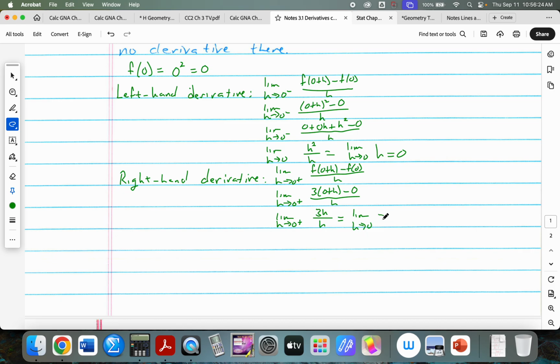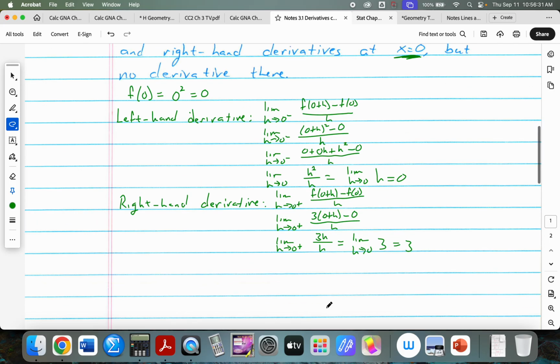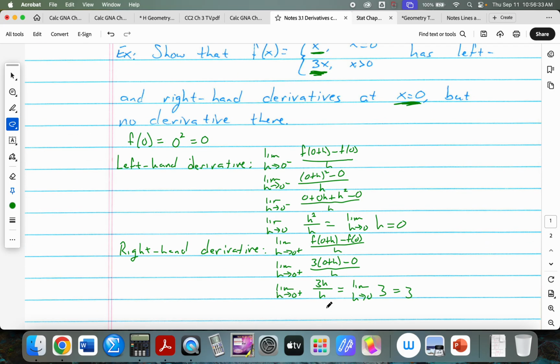There's no more h, so that's just equal to 3. So the question is, well, what the heck is going on here? Well, we'll talk more about something called differentiability, I think tomorrow. But what's happening is this.